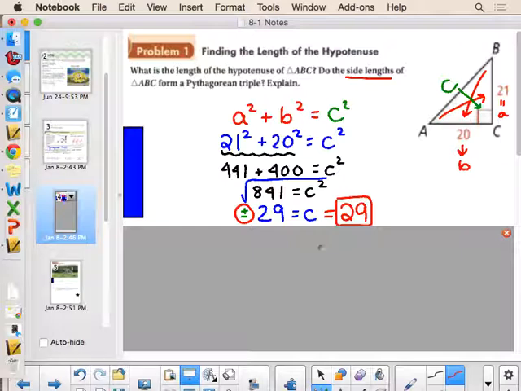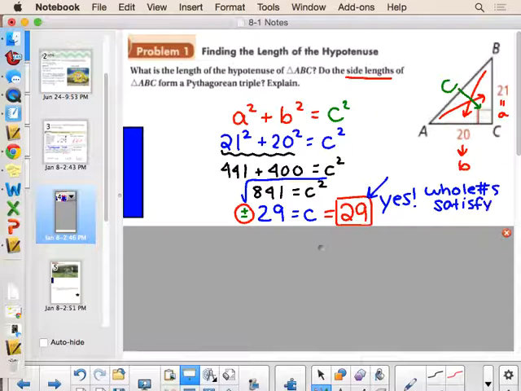The question next said, do the side lengths of ABC form a Pythagorean triple? Well, the answer to that question is yes. My values for a, b, and c all represent whole numbers, okay? And they are satisfying my Pythagorean theorem, okay? So whole numbers, they satisfy a squared plus b squared equals c squared.